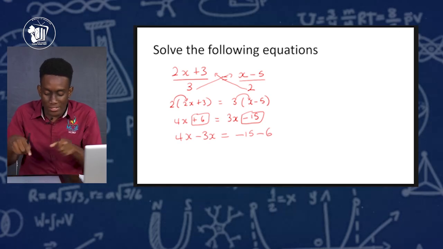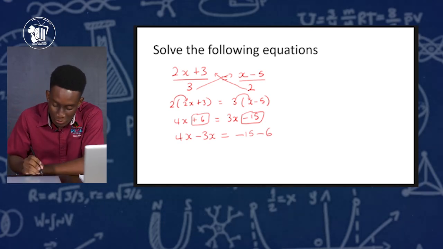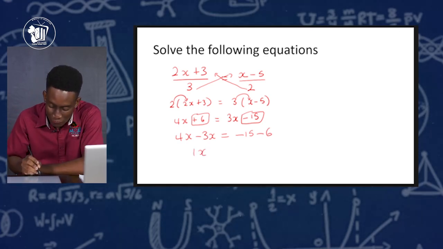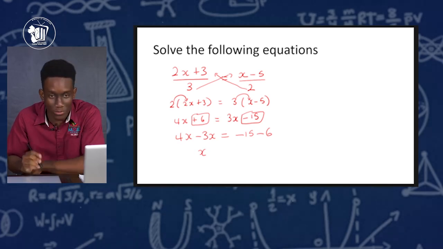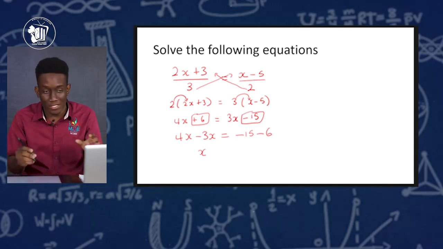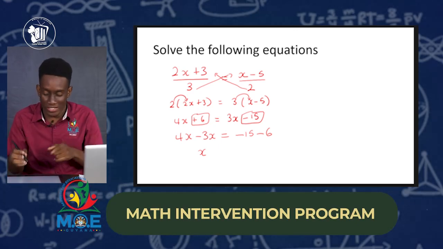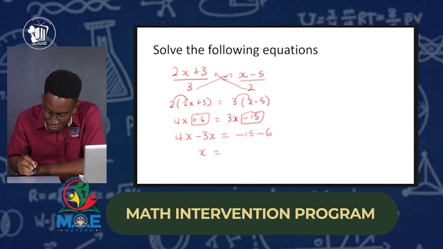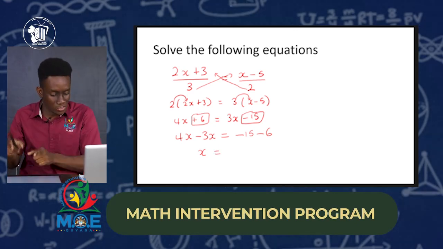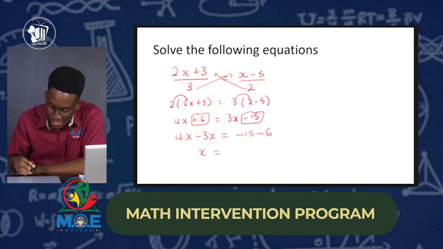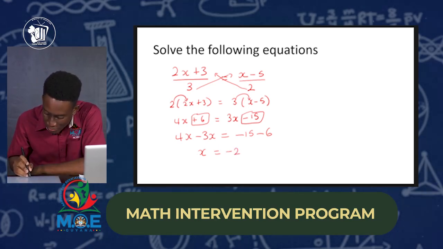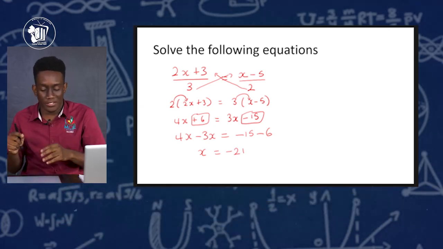So 4x subtract 3x, we know that would give you 1x. But of course, we know in algebra, we don't write the 1. It's understandable that a 1 is in front of the x. So x will be equal to negative 15 subtract 6. That would give us a negative 21. So we know the value of x is equal to negative 21 when we solve this equation.